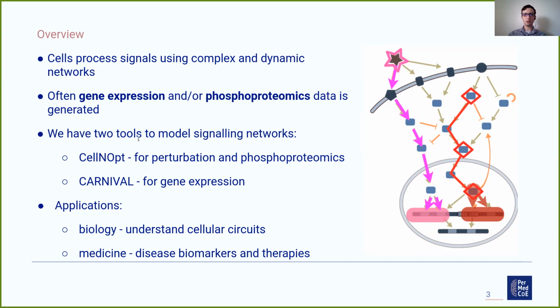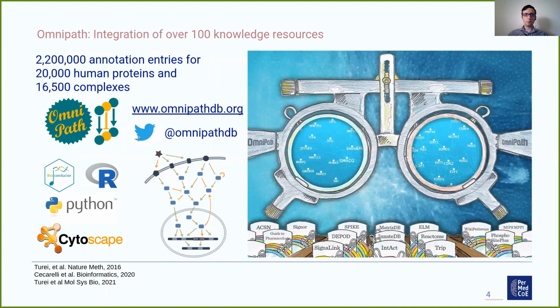CellNOpt is mainly used on phosphoproteomic data, while CARNIVAL is used on gene expression data. Both of these tools use prior knowledge about the signaling network to gain biological insights. These prior knowledge networks can be obtained from another tool developed at our lab, namely OmniPath.